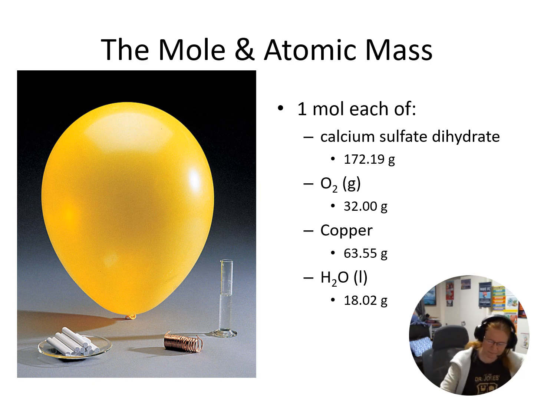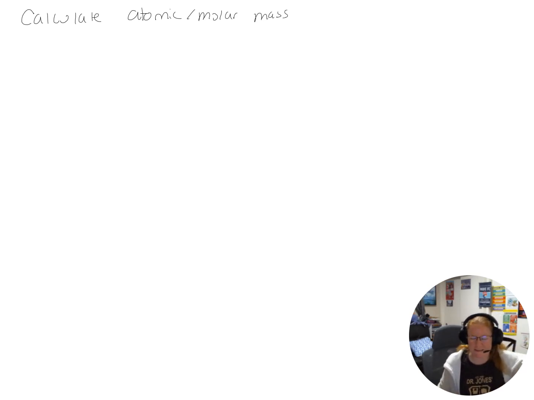All right, so my question for you is, do you remember how to calculate our atomic or our molar mass? All right, so I'm going to give you 4 different compounds. So sometimes it's called the atomic mass, and that's when we use AMU. Sometimes it's called the molar mass, and that's when we use grams per mole.